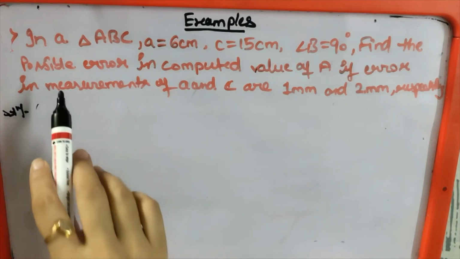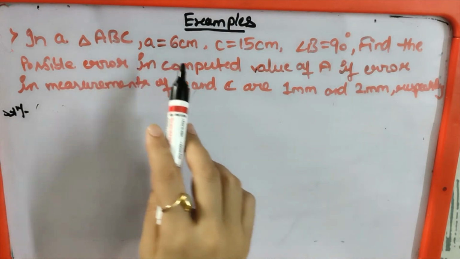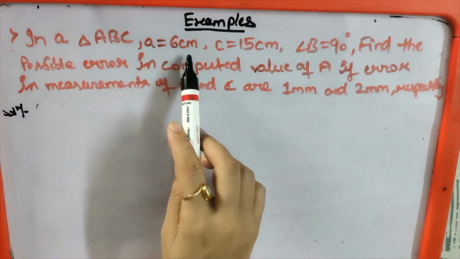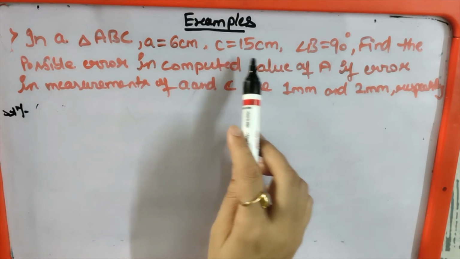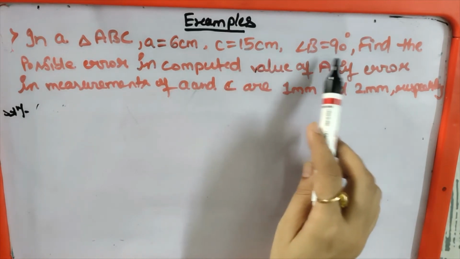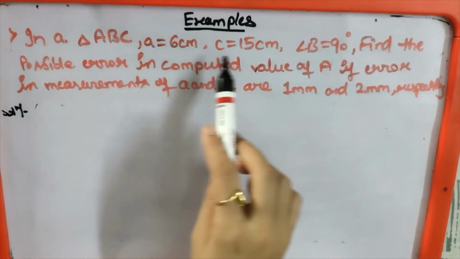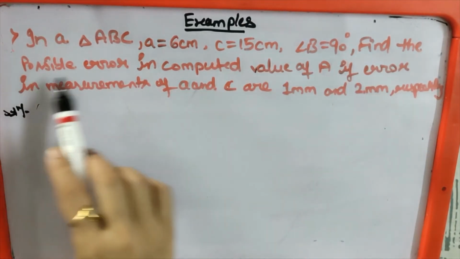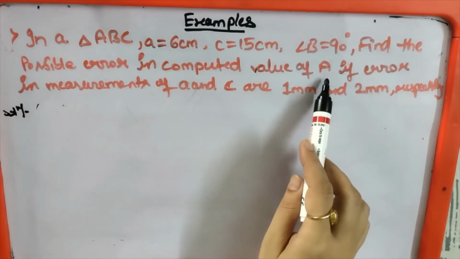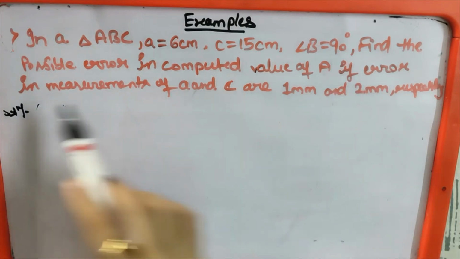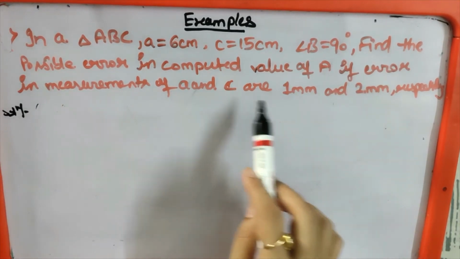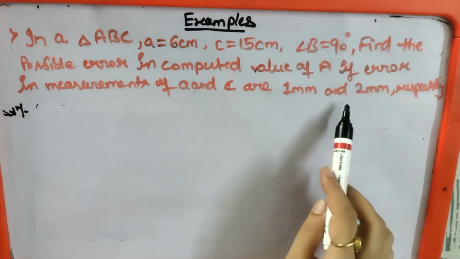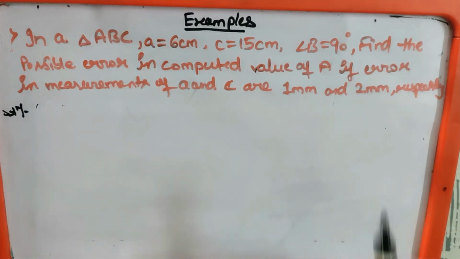In next example, triangle ABC is given and length of side a is equals to 6 centimeter and other side is 15 centimeter. Angle B is 90 degree, that is it is a right angle triangle. Find the possible error in computed value of A, that means in angle A, if error in measurement of a and c are 1 millimeter and 2 millimeter respectively.